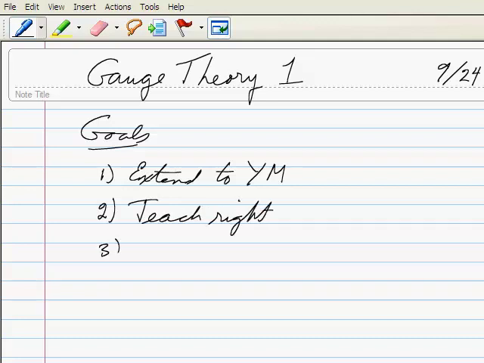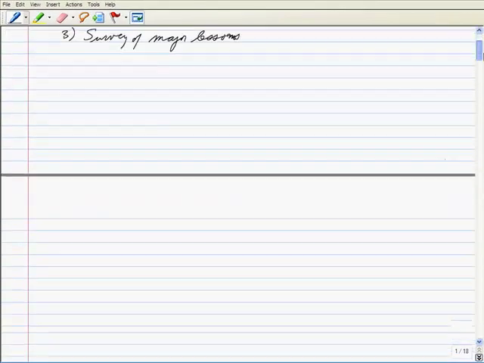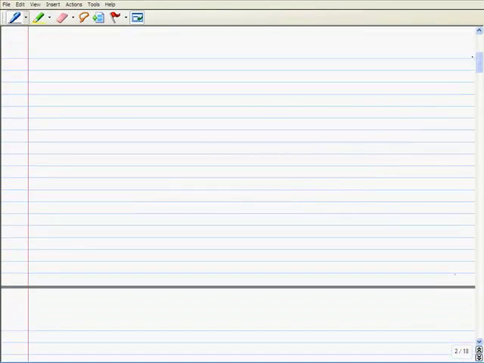And the third thing, though we're not going to go in tremendous depth, is I want to do a survey of the major lessons. There are lots of things that everybody should know about gauge theories that I just want to make sure we all go through and get. So there's where we want to go.